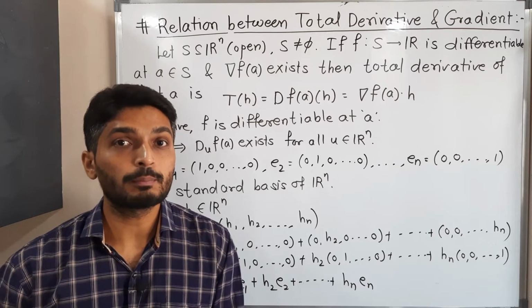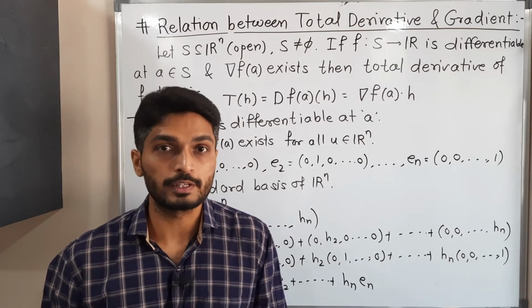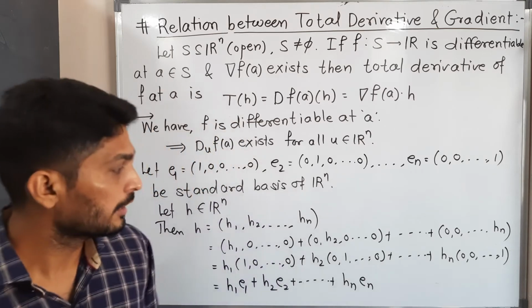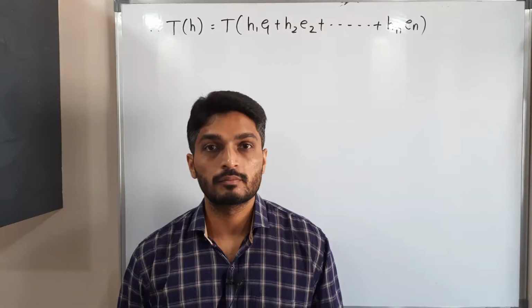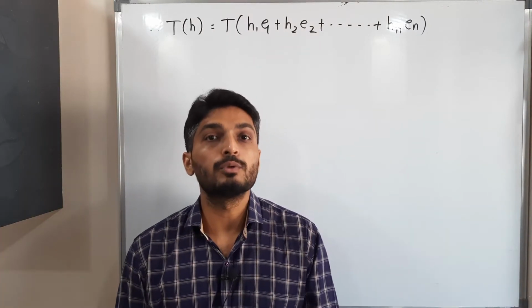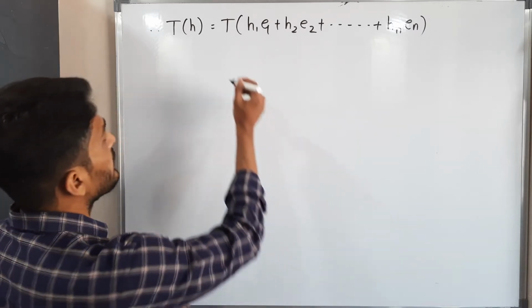After that I am going to apply the linear transformation T, which is the total derivative, on both sides. Make a screenshot of it, after that we will go further. I have operated T on both sides. T means the total derivative here, but T is also a linear transformation.